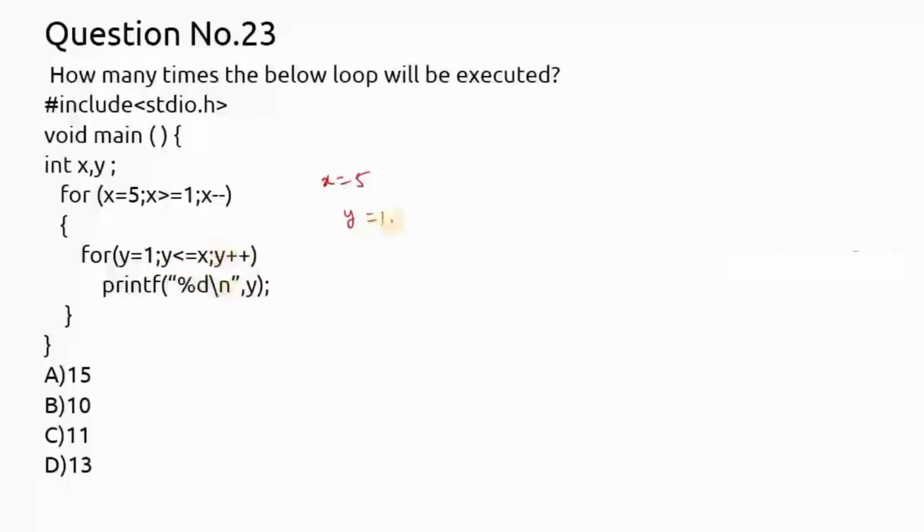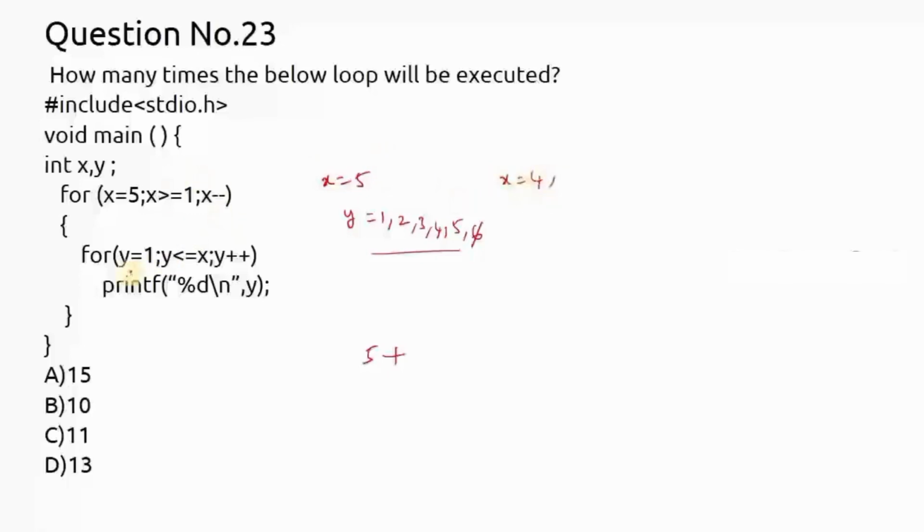Then with y plus plus the value will become 2, 3, 4, then 5. So 5 less than or equals to 5, of course true. Then y will become 6. Then for 6 the condition will be false. So in the first iteration it will be executed 5 times. Next it goes to here, x will be decremented. So now x value will become 4.